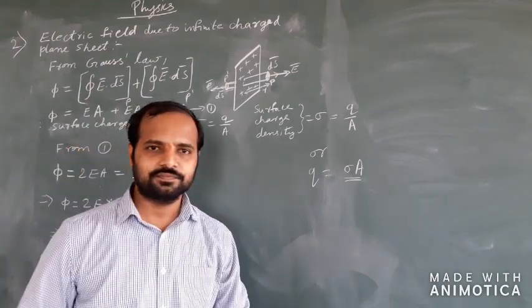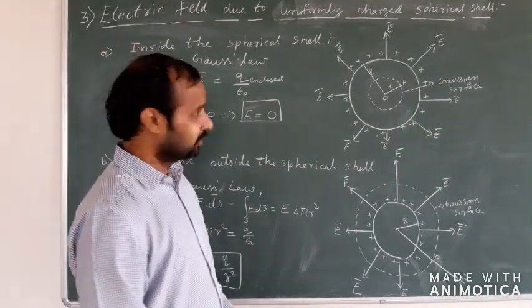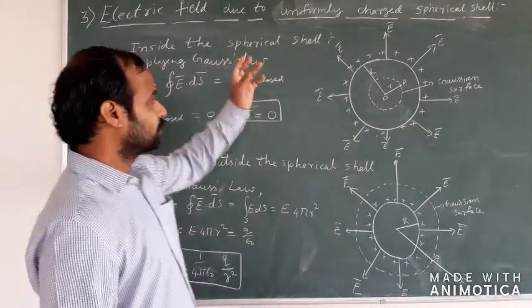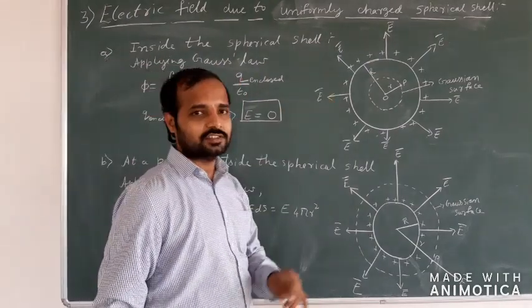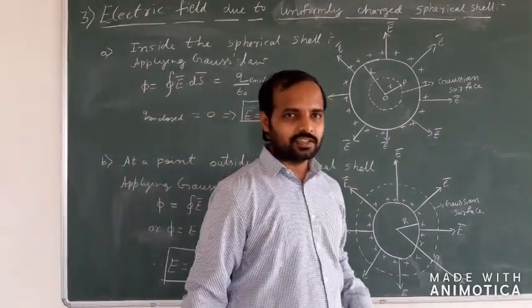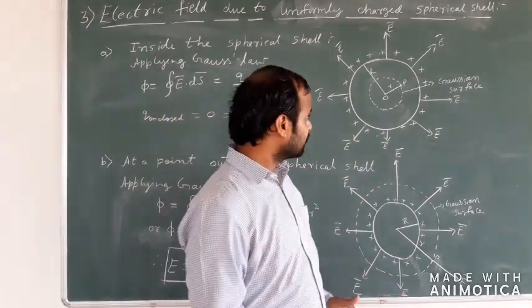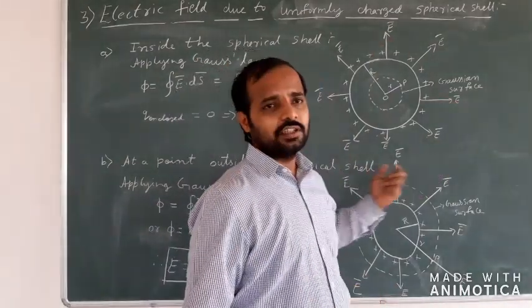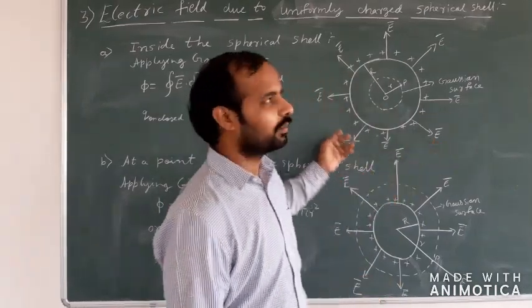So students, let's go to the third application of Gauss law. The third application is to determine the electric field due to uniformly charged spherical shell. So spherical shell means inside the shell we have hollow space filled with air. So the charges which are actually put on the surface, put on the sphere, they actually uniformly get distributed all over the surface.